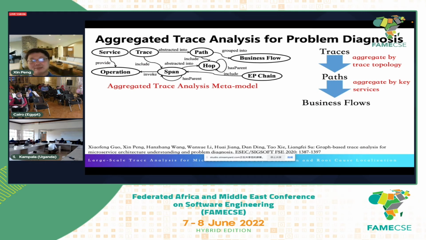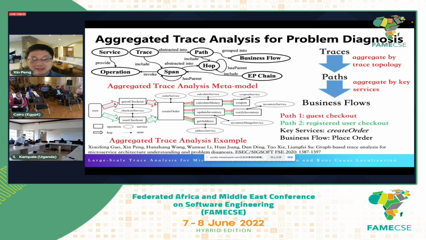We further aggregate the paths into business flows. A business flow means some kind of business treatment. The business flows are generated by aggregating the paths based on key services. Key services means a set of key services. So all the paths that share a small set of key services will be aggregated together. We can better explain the idea using this example. This is an example of the business flow of placing an order. You know, placing an order is a very common business for this kind of online shopping system.